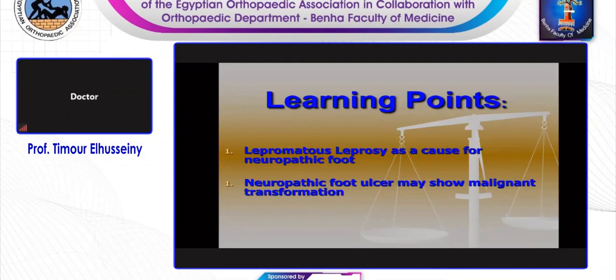The second point is that neuropathic foot, when it produces an ulcer due to any pathology, may show malignant transformation over years. This malignant transformation, when it becomes a squamous cell carcinoma, which is the most common, is referred to as Marginal ulcer.